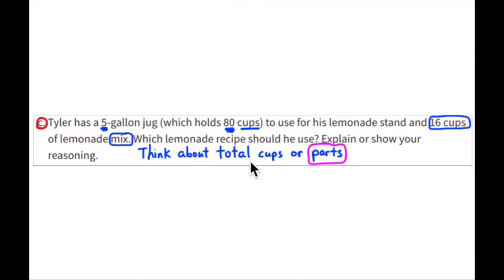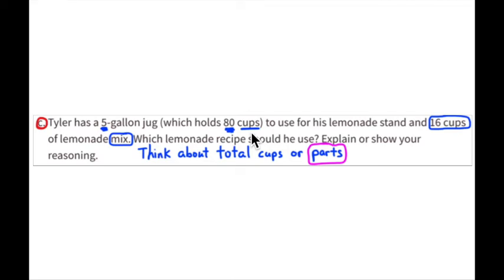All right, this last part. You have to think about the total number of cups, or the total number of parts of lemonade that you make after you mix the cups of mix with the cups of water. That's what this question's getting to. And it's saying, how much of each do you need, or which would be better? So you have 16 cups of mix. Would it be better to make recipe number 1, or would it be better to make recipe number 2? In both cases, you're going to end up with 80 total cups.